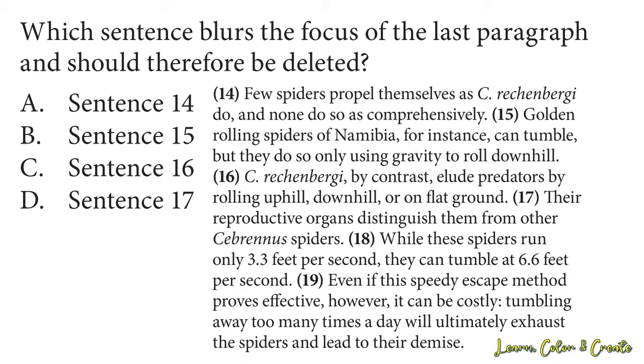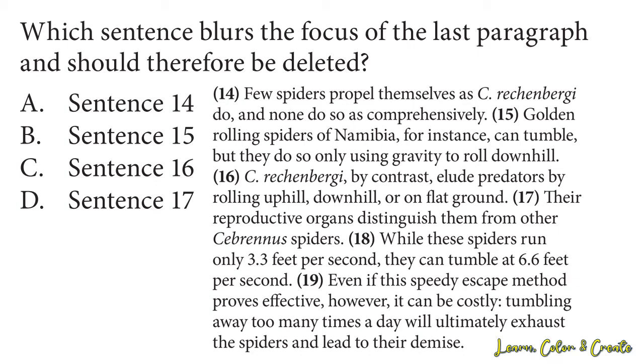Sentence 15 says, "Golden rolling spiders of Namibia, for instance, can tumble, but they do so only using gravity to roll downhill." We're talking about spiders and their movements. Sentence 16 says, "Cebrennus rechenbergi, by contrast, elude predators by rolling uphill, downhill, or on flat ground." Once again, we're talking about the movement of spiders.